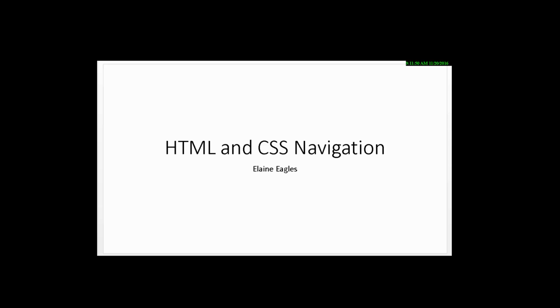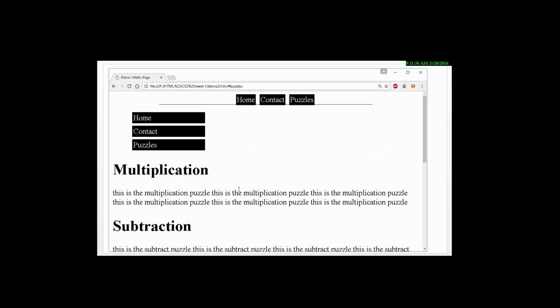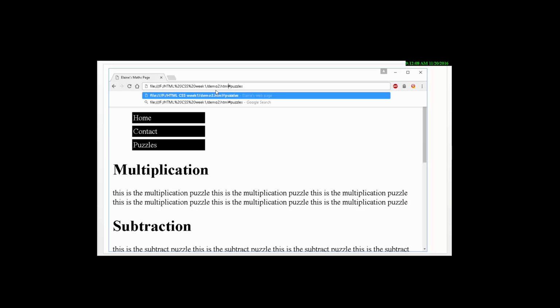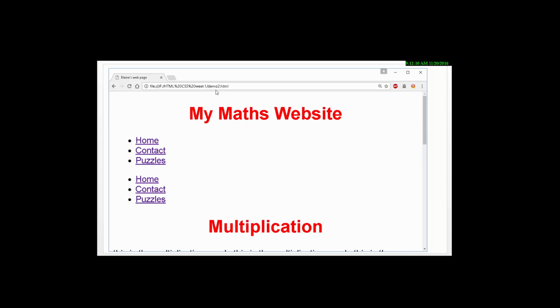Hi, I'm Elaine. I'm going to show you how to do HTML and CSS navigation bars. It's going to look a little bit like this, where you can hover over the area and it changes colour. To get started, I've just made a basic HTML page like this using 2 bullet lists. This one will become the horizontal navigation, this will be the vertical navigation.